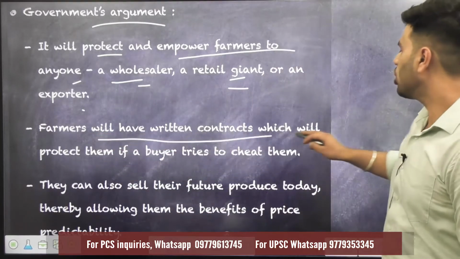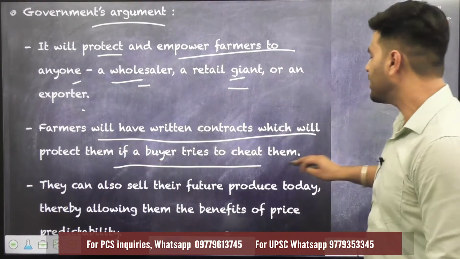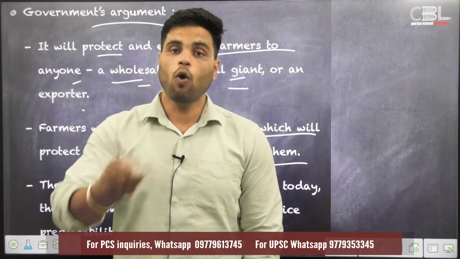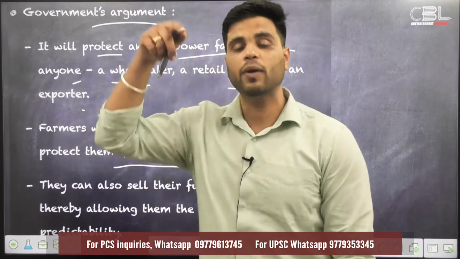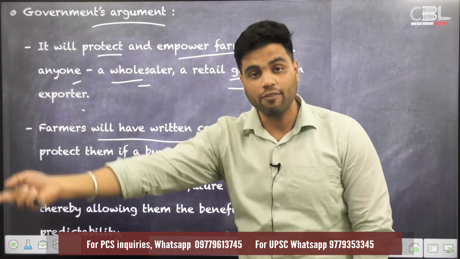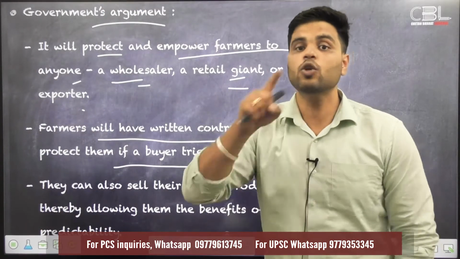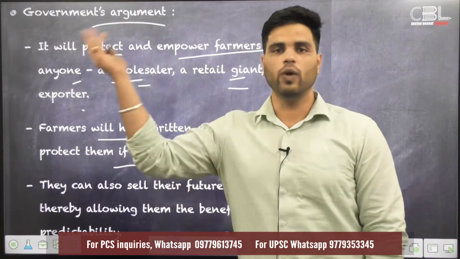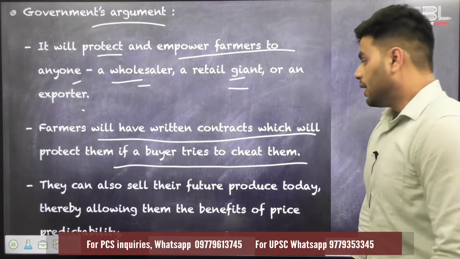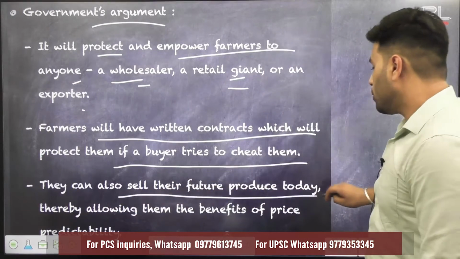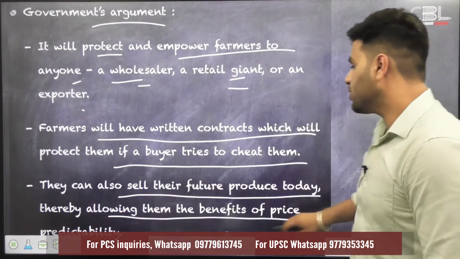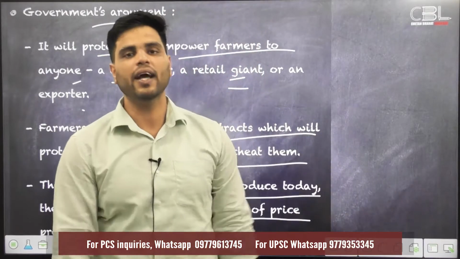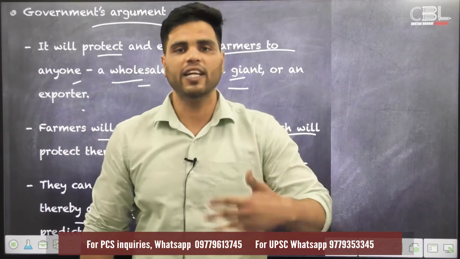Farmers will have written contracts which will protect them if a buyer tries to cheat them. Now they have entered into a written contract. Now whatever is written in that contract, that particular buyer would have to fulfill those conditions. So now they cannot cheat the farmers at their own will. They can also sell their future produce today, thereby allowing them benefits of price predictability. We have discussed this just a few minutes back, that how farmers would be assured of price predictability.